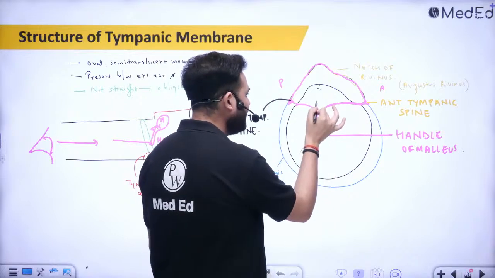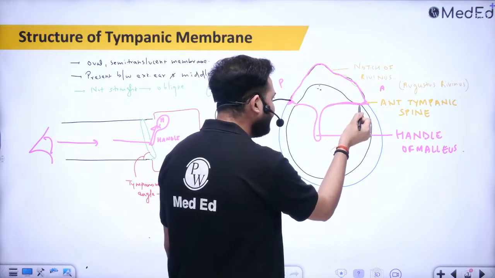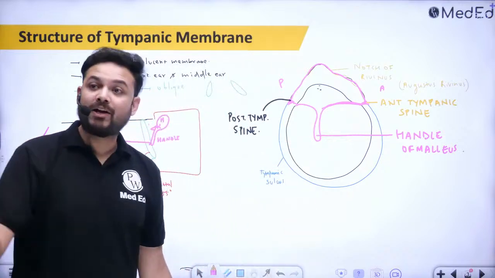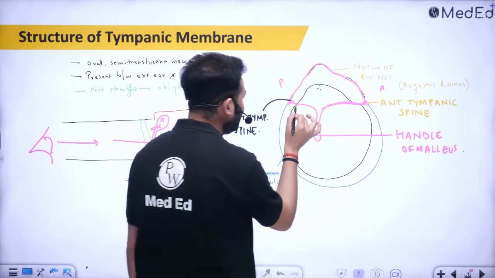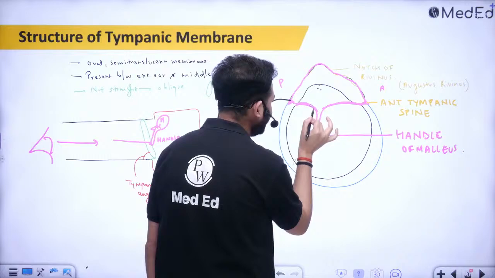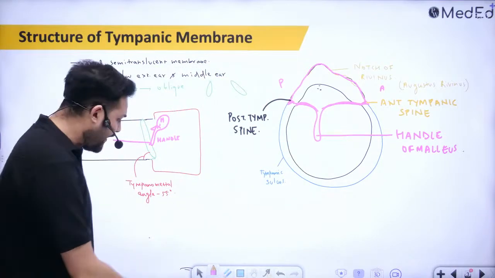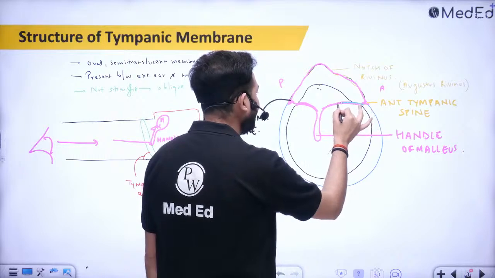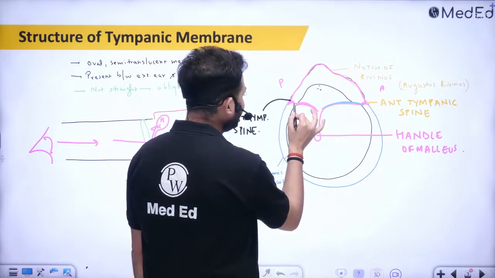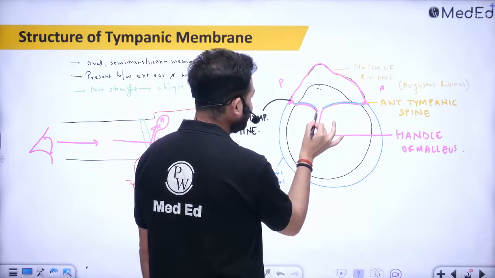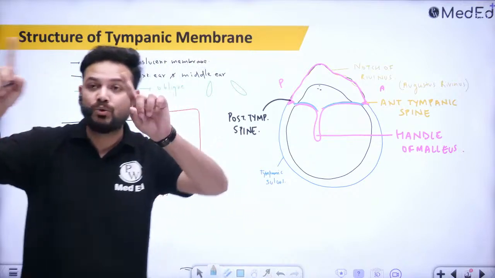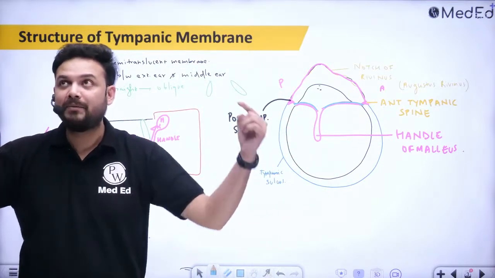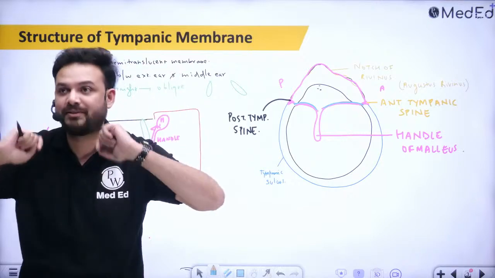See here, ये पूरी malleus है, right? ये भी malleus है. तो ये fold attach हो रहा है from the anterior tympanic spine to the malleus. And एक और fold attach हो रहा है from the posterior tympanic spine to the malleus. Can you see that? One fold is attaching from the anterior tympanic spine to the malleus. One fold is attaching from the posterior tympanic spine to the malleus. So that means there are two folds. One anterior, one posterior. And both are coming from their tympanic spines and they are attaching to the malleus.